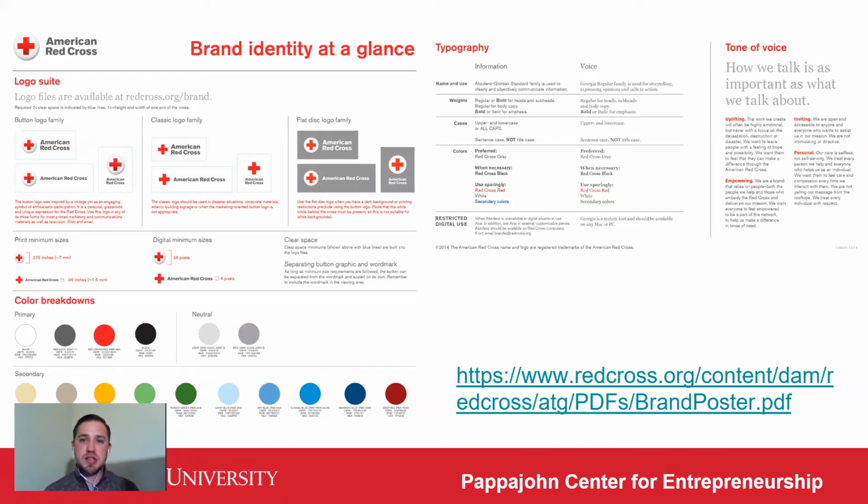Moving over to the right-hand side, you'll see the different font families they use, and it looks like they both have a serif and a sans serif font. When to use all caps or bold, certain colors within fonts. And lastly, they talk about their tone of voice, which is really important. You know, they want to be uplifting, inviting, empowering, and personal when writing about American Red Cross. So that's just an example of what a real company's brand standard document looks like.